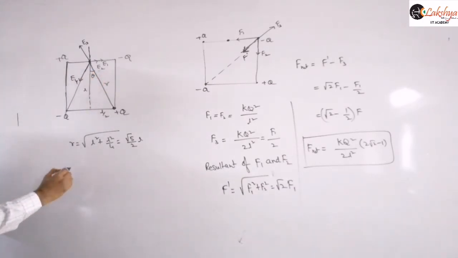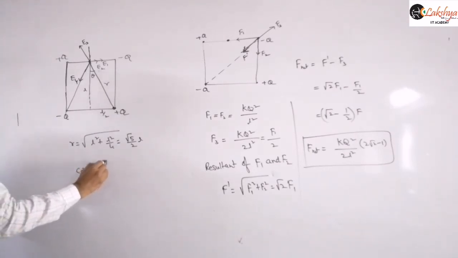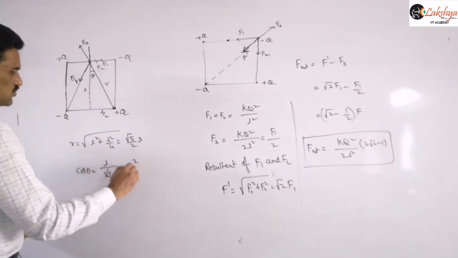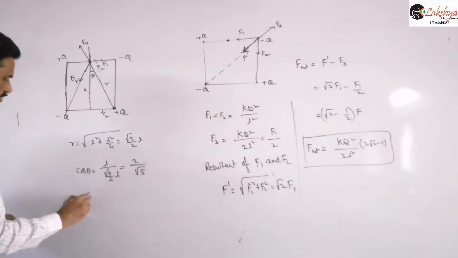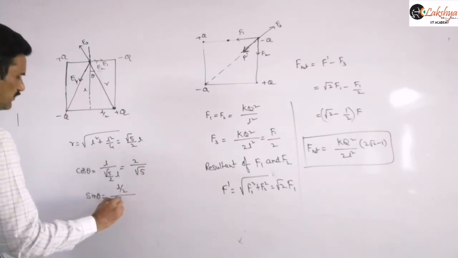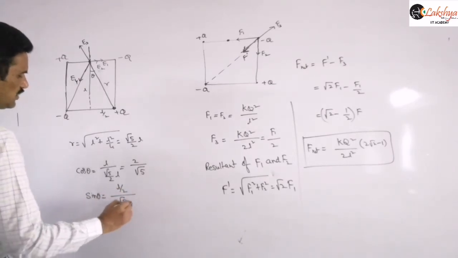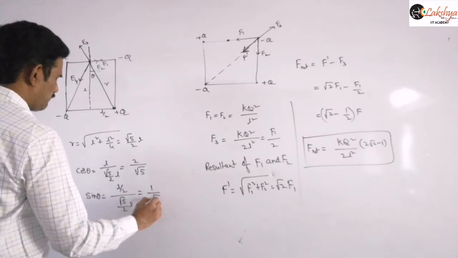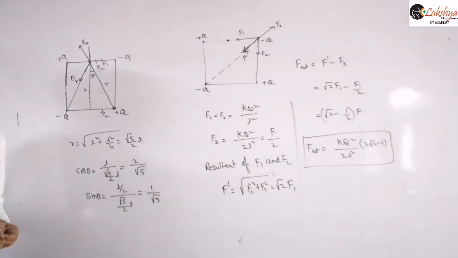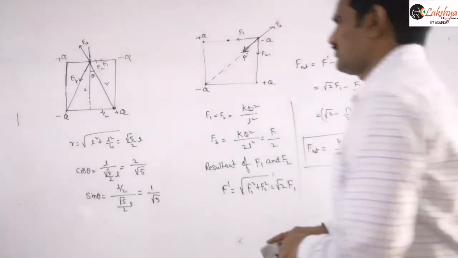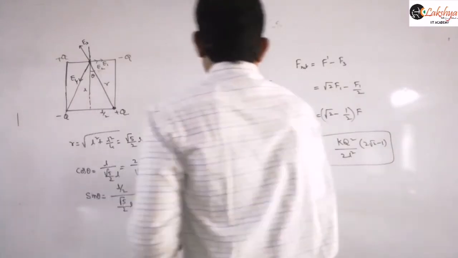And so then cos theta, if I write the cos theta value, is L by R, and that R is nothing but root 5 by 2 L. So that means 2 by root 5. And similarly, let us write the sin theta value, L by 2 by root 5 by 2 L. So that means the 2 will be cancelled. I can write this as 1 by root 5. So those are the sin theta and cos theta values. I think you can do the further simplifications there.